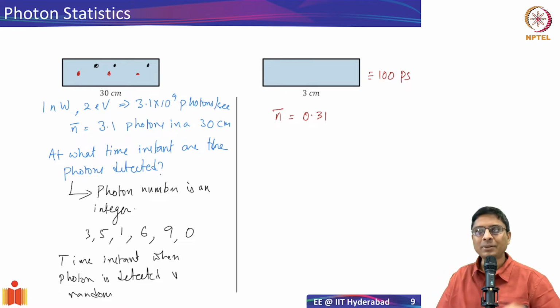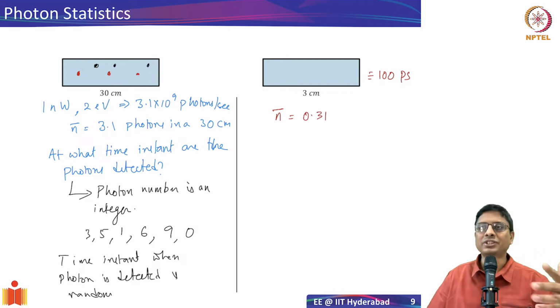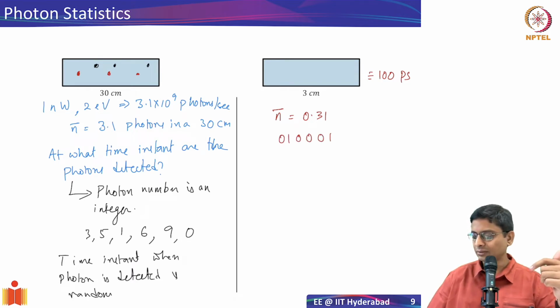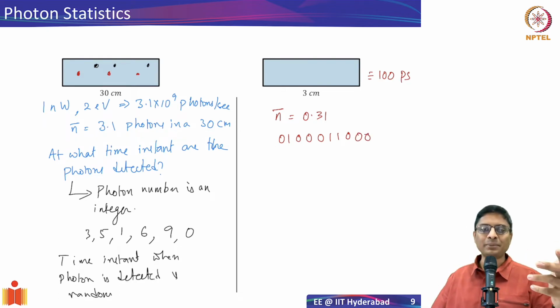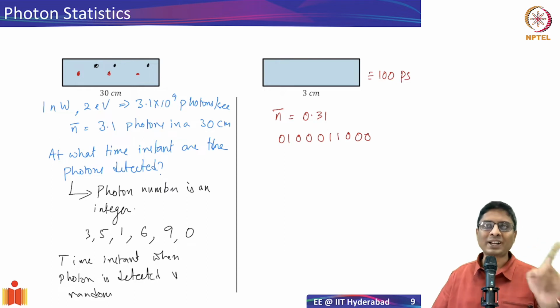What does it mean, average number of photons is 0.31? That means you keep again the same thing of taking snapshots. Let's say you make 10 measurements. You will have an output such as 0, 1, 0, 0, 0, 1, 1, 0, 1, 0. So basically if you make this measurement 10 times, on 3 occasions you will find a photon in that line segment, and on 7 occasions you will not find a photon.